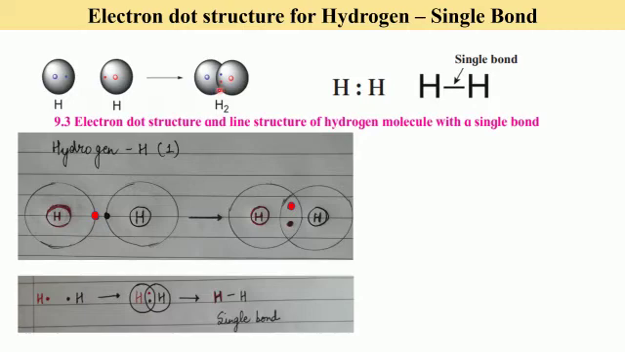By doing so, hydrogen has achieved the electronic configuration of helium, that is 2, and it has established a duplet in its outermost shell, and so it becomes stable. Here this is how it is represented using dots. This hydrogen had one electron. This hydrogen also had one electron. Both shared their one electron each, and they achieved the electronic configuration of helium.